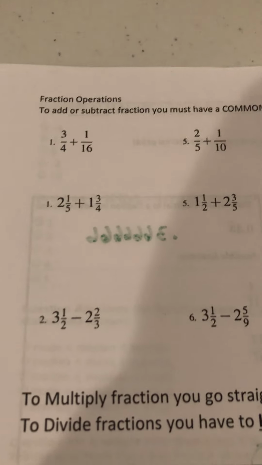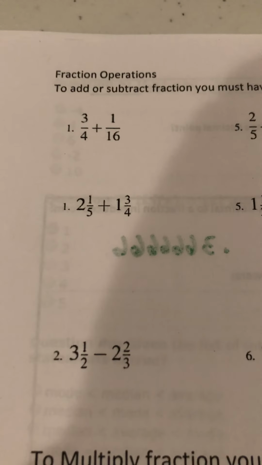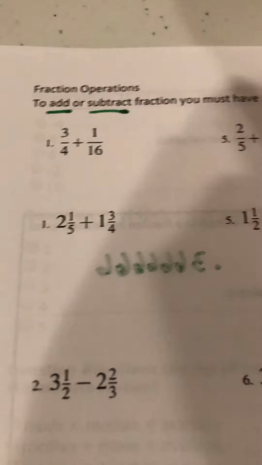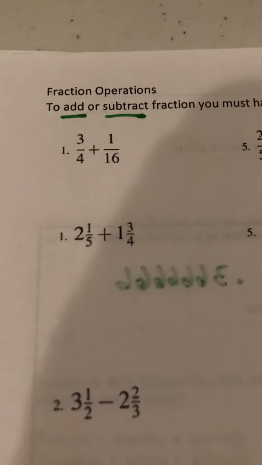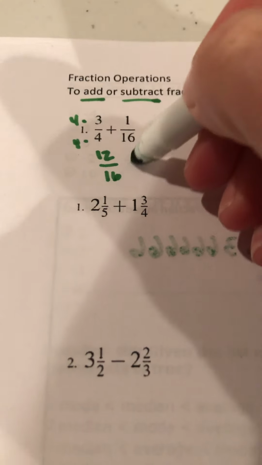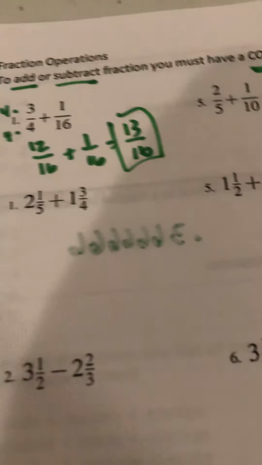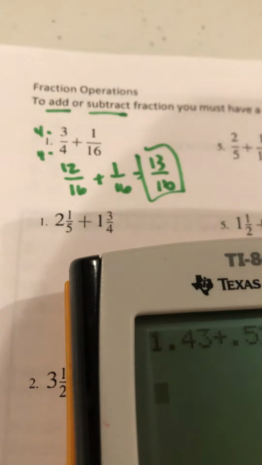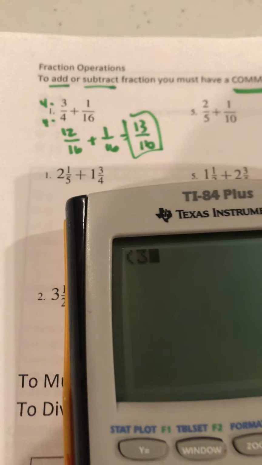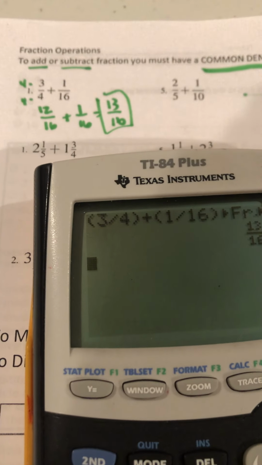All right, so here, what I would typically do is teach you guys the reminders of how to do this, and then I would show you in your calculator. So the reminder is, when we have to add or subtract a fraction, we must have a common denominator. Okay, so I would have to multiply this by 4 and get 12/16 plus 1/16 is 13/16. But the truth is, no one cares. No one cares on the ACT if you know how to do finding a common denominator or not. They care that you can do it quickly and accurately.